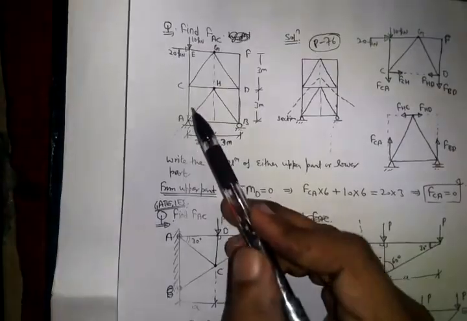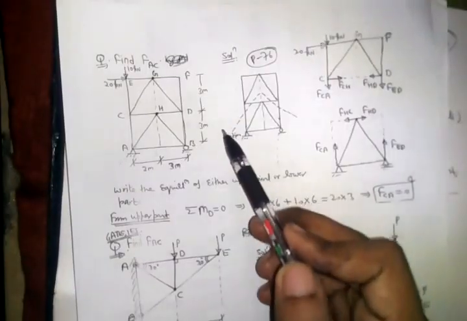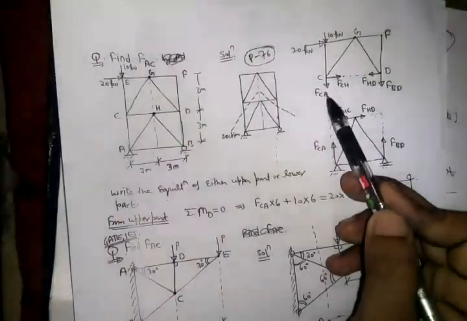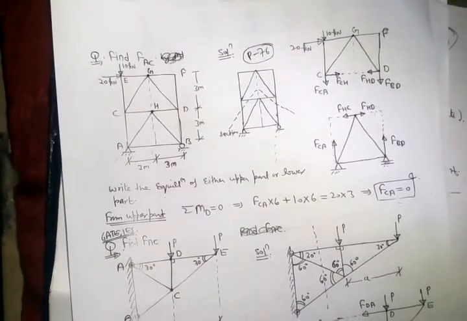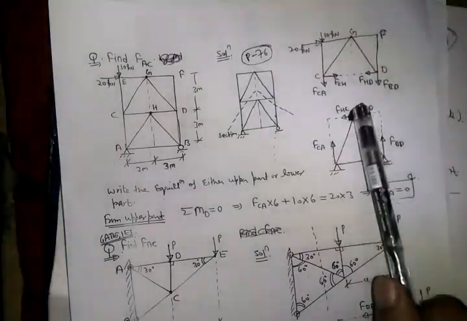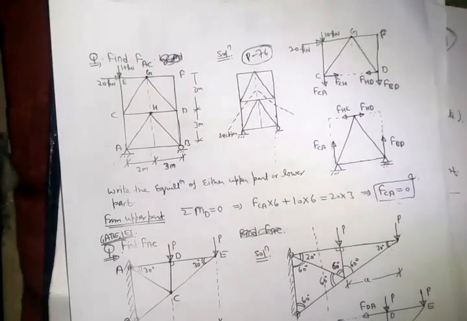Dear friends, if I cut the member like this as shown, the cut members are 4, the unknown forces are 4, but 2 are concurrent, so the moment of these two will be 0, and only 2 will appear, right? So the two parts of the structure will be like that. This will be FCH, this and this. Now I will take moment of all forces.